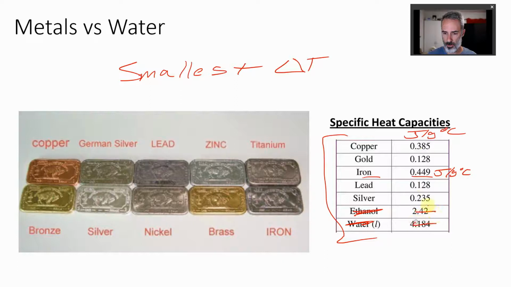I'm not including these two. Yeah, and I would expect gold to see a very large change in temperature and lead to see a very large change in temperature. So iron would be the smallest change in temperature of them all.